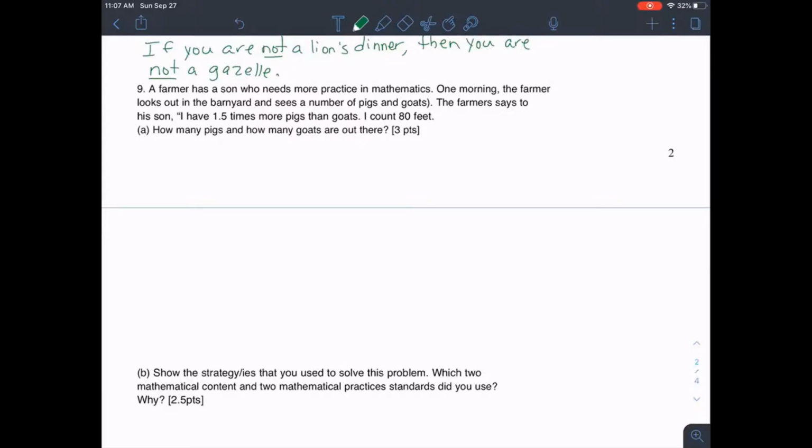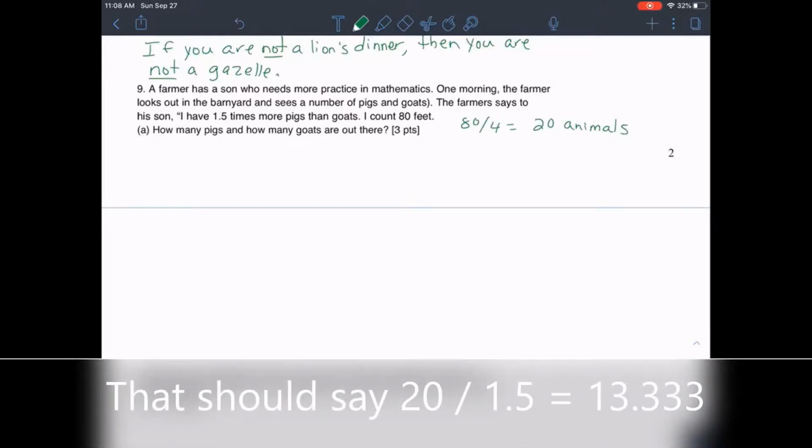So in our group, we discussed the best way to figure it out is both sets of animals have 80 feet. So we need to divide 80 divided by 4, which is equal to 20 animals, right? 80 divided by 4 is 20. So we have 20 animals total. And then the farmer says, I have 1.5 times more pigs than goats. So if you divide 20 divided by 1.5, you get 13.333. So we know we can't have half of an animal, so we have to have like 12.